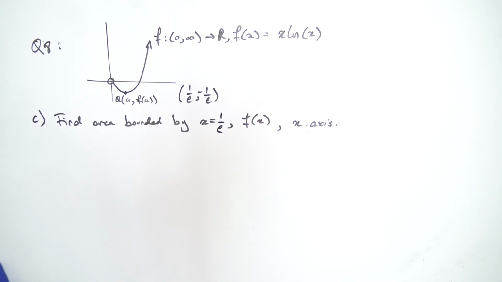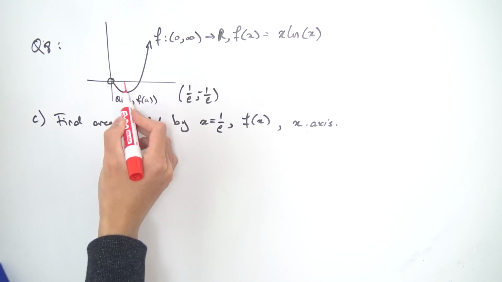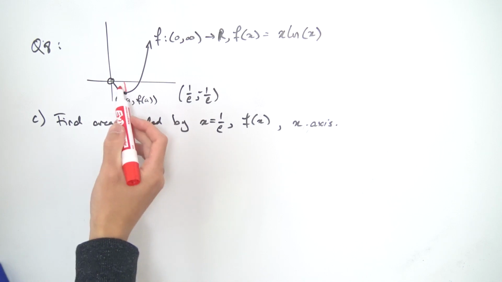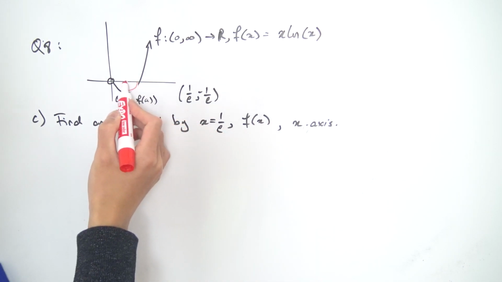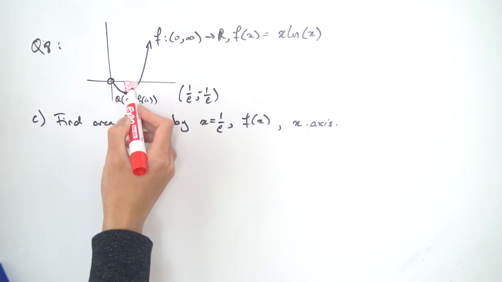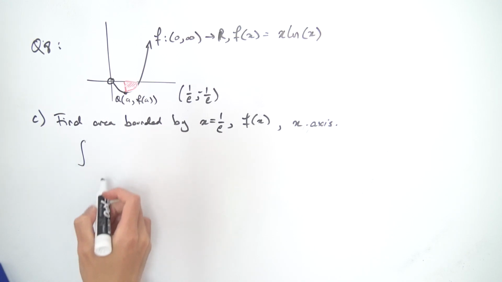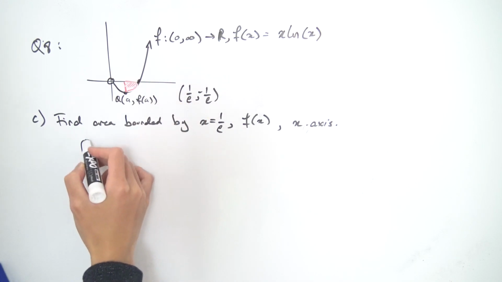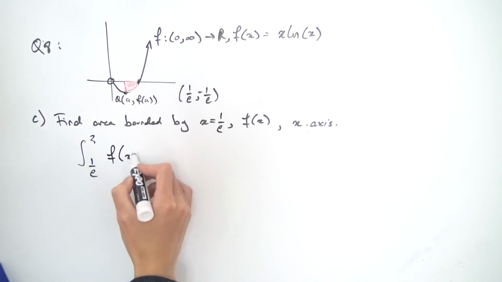Let's shade in the area we have to find. It's always nice to shade in the area so you know what you're trying to figure out. So we have the line x equals 1 over e right there, and we have to find the area bounded by that line, the function f of x, and the x-axis. So we're trying to find this region in here. In order to do that, that's quite easy. We just take the integral from 1 over e to whatever this intercept is over here, let's just put a question mark for now, of the function f of x dx.